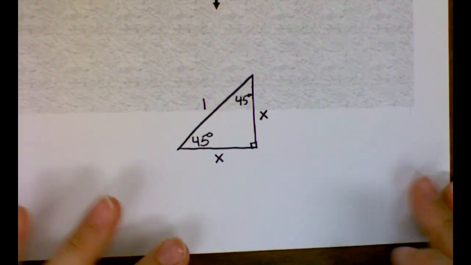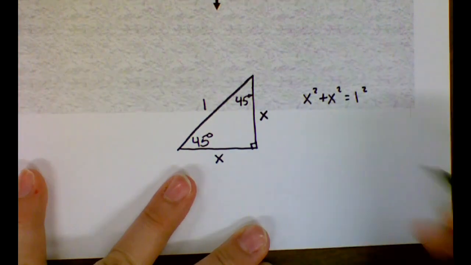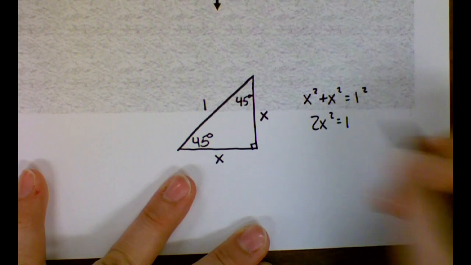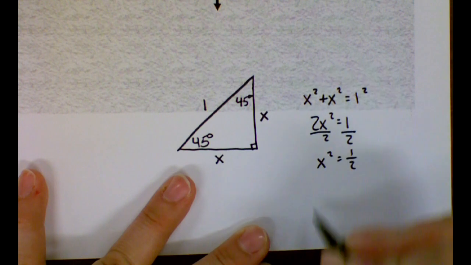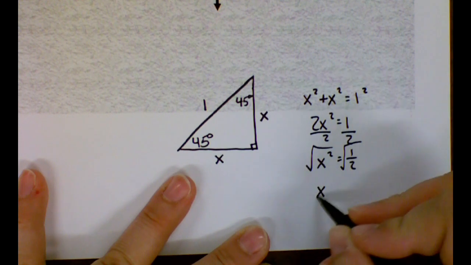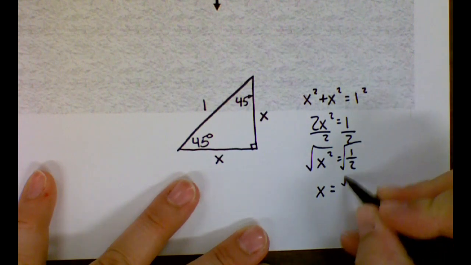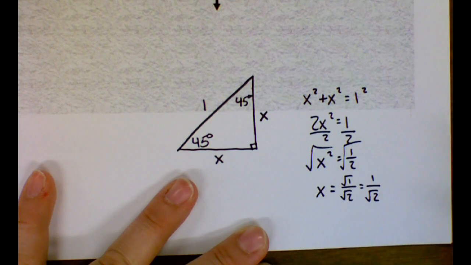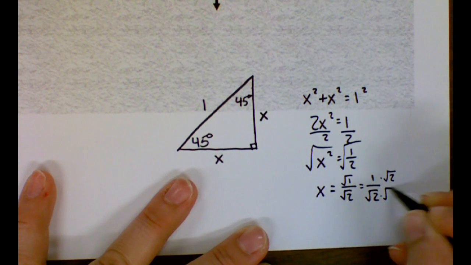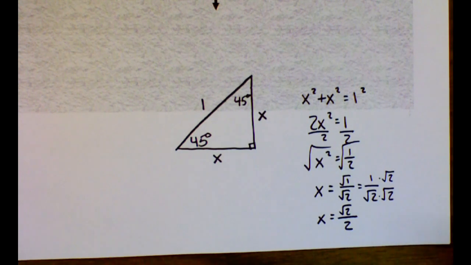We can use Pythagorean theorem now. x squared plus x squared equals 1 squared. So we have 2x squared equals 1. Divide by 2. x squared equals 1/2. Take the square root. We get x equals positive or negative, but we're talking a triangle, so positive. Square root of 1 over square root of 2, which is 1 over the square root of 2. And we don't like square roots in the denominator, so we get x equals square root of 2 over 2.